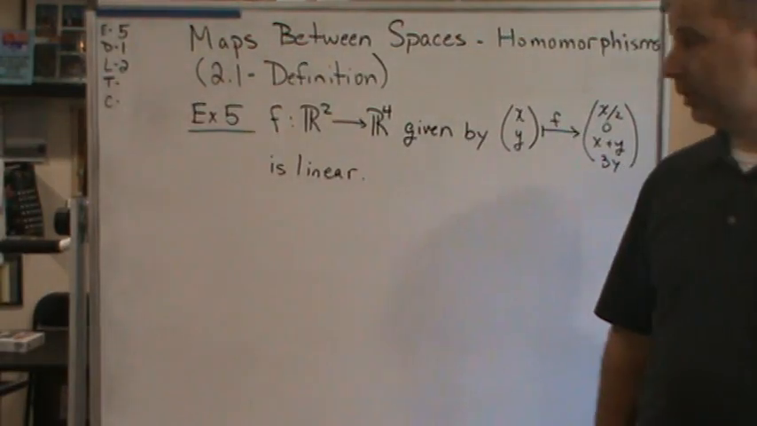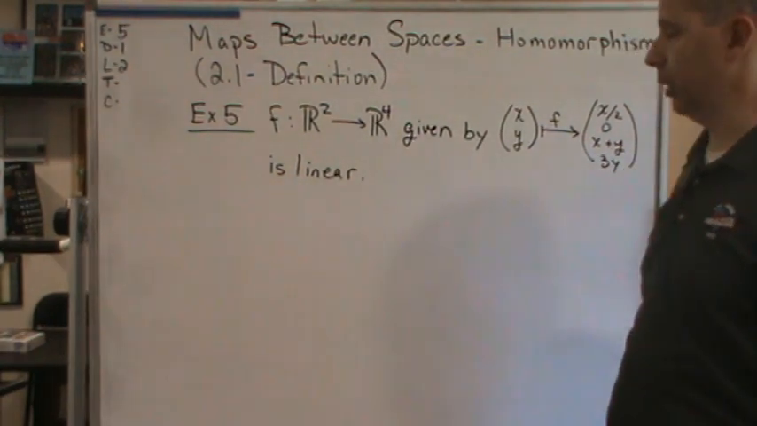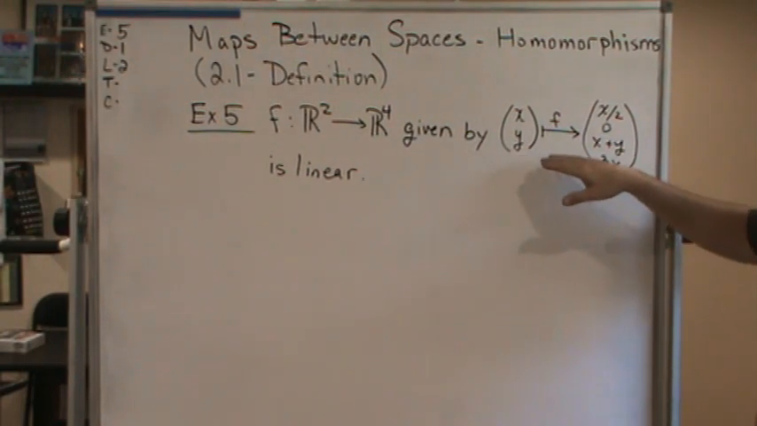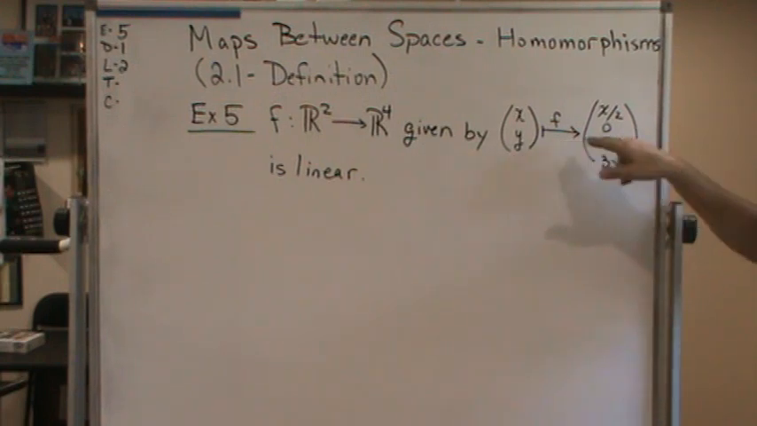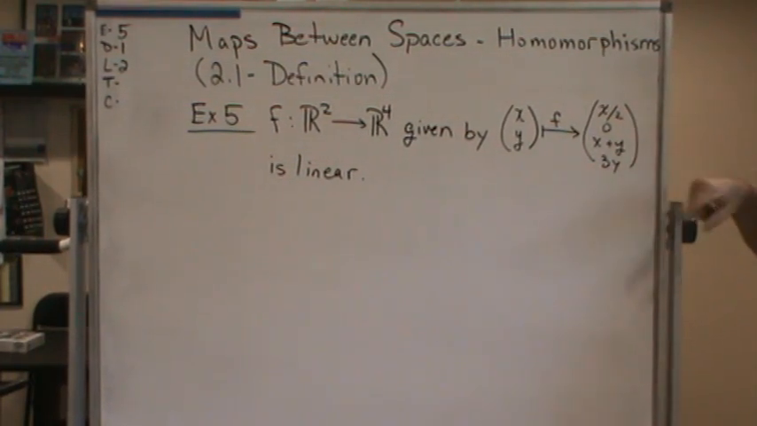Here's an example of a function. So the function maps R2 to R4. This mapping is given by this rule here. The function takes the column vector, the 2-tall vector xy, and makes it into a 4-high vector, by using these rules.